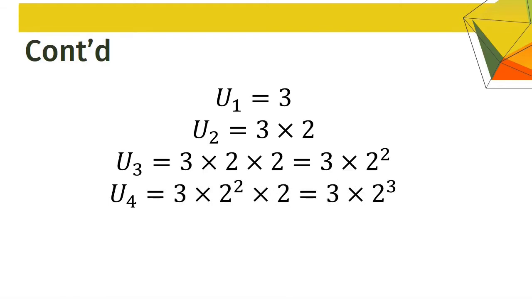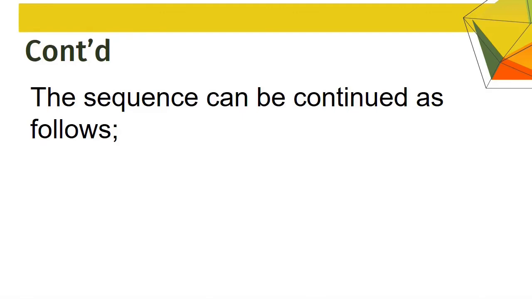To get the fourth term, in the same way, we are going to multiply the answer we had in the previous term, which is in the third term, by 2. And so in the third term, we had our solution as 3 times 2 raised to the power 2, multiplied by the common ratio 2, and that will produce 3 times 2 raised to the power 3. Now we can continue this sequence by finding the fifth term, the sixth term, and the terms beyond.